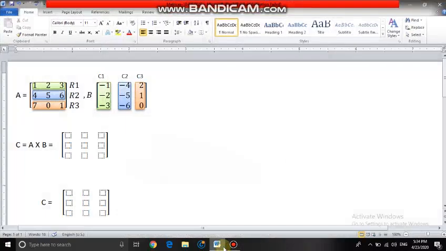Hello students, good evening. Today we are going to study matrix multiplication, how to multiply two matrices. So here let me put the heading, matrix multiplication. How to multiply two matrices? For this purpose, I have taken two matrices A and B.